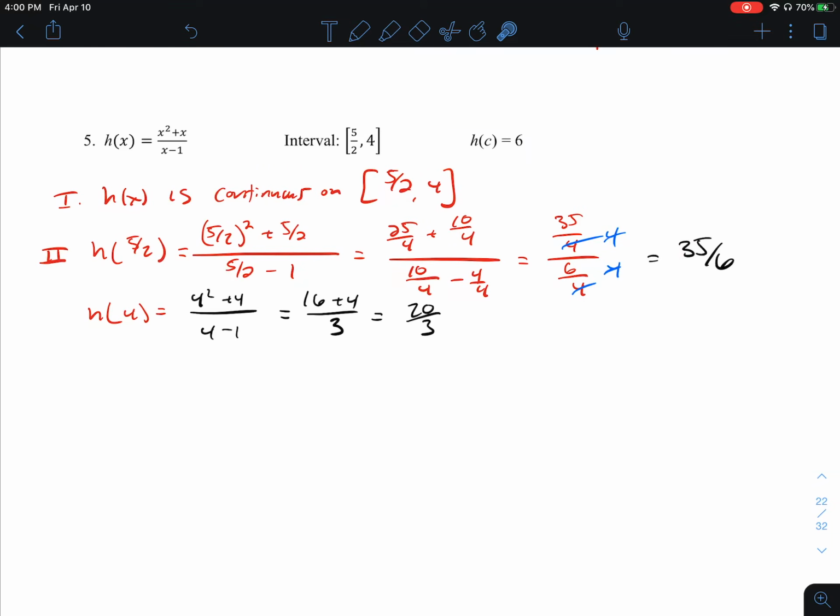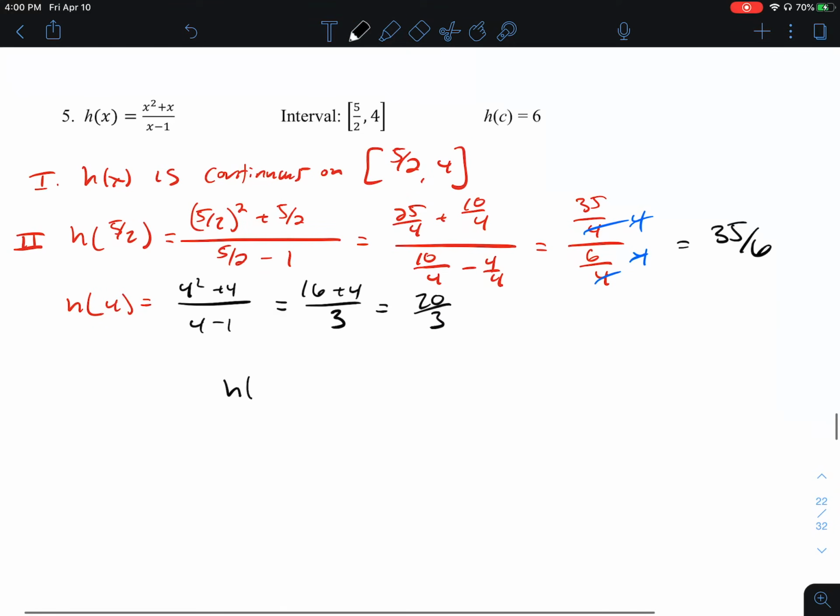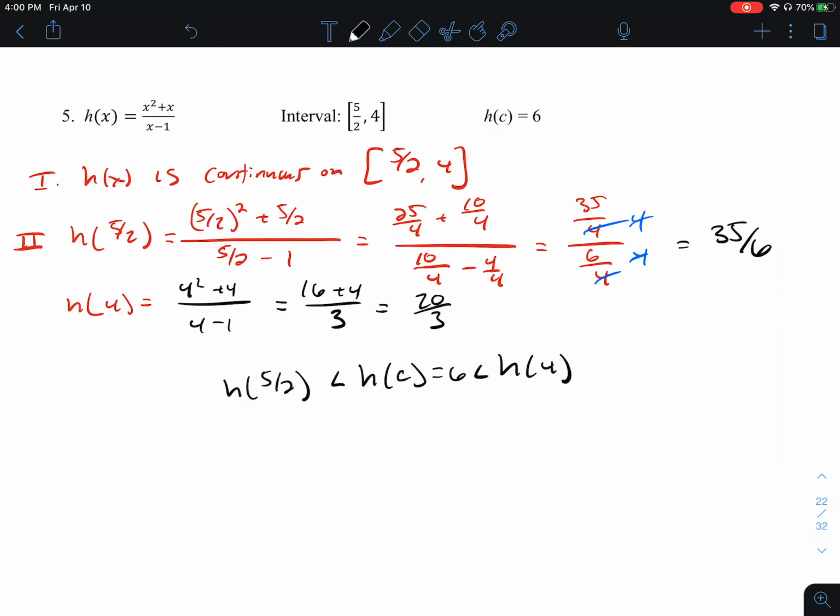Well, 35 over 6 is less than 6, because 6 times 6 is 36. That's less than this number. 3 goes into 20 more than 6 times, but less than 7 times, so 6 point something. So that tells us that h of 5/2 is the smallest number here. It's going to be less than h of c, which is 6. And that's going to be less than h of 4, which is 6 point something. So the intermediate value theorem applies to this.